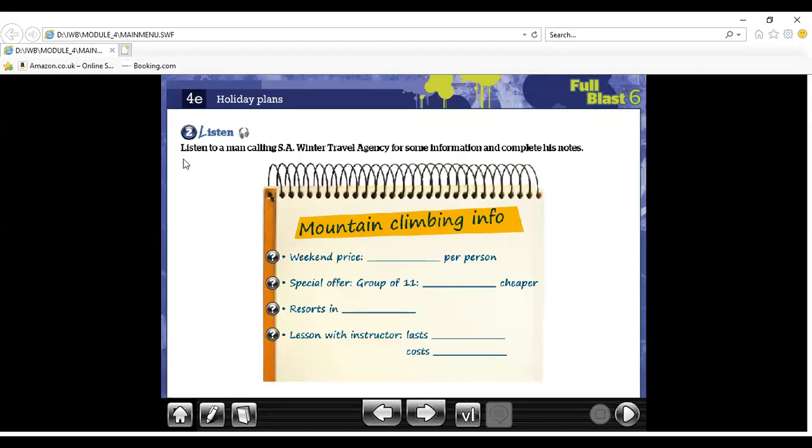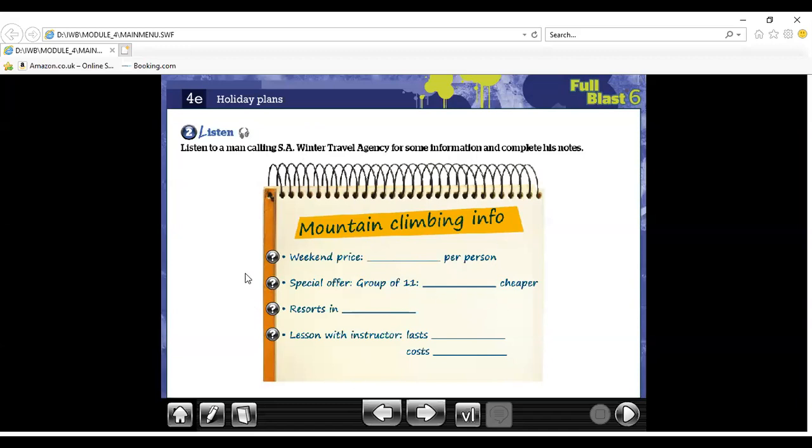Now we are going to listen to a man calling a winter travel agency. This travel agency works only with what? With the activities in winter. Yeah, winter trips, winter journeys, and so on. We are going to listen for some information and complete his notes.